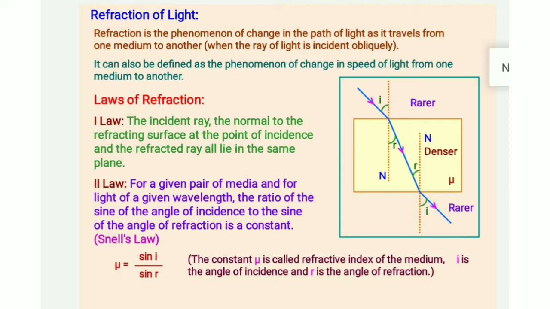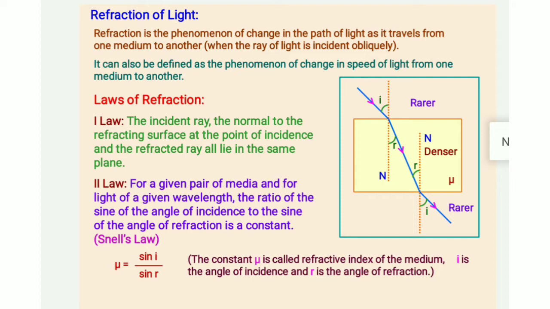as refraction of light. If we talk about it, refraction is the phenomenon of change in the path of the light as it travels from one medium to another medium, or when the ray of light is incident obliquely. That is called refraction. When the ray travels from one medium to another medium, we find that there is a change in its speed, and because of that the ray appears to be bent to us.